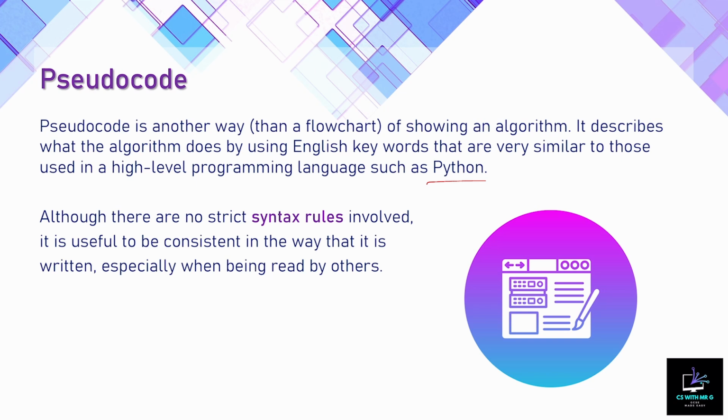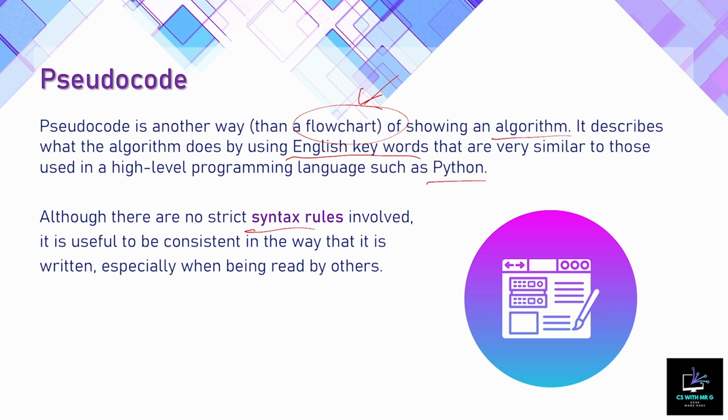So pseudocode does the same thing as a flowchart, in that it demonstrates an algorithm, a sequence of instructions or steps. But rather than using shapes like a flowchart, it uses English keywords that are very similar to the words that are used in a language such as Python. So again, I'm going to treat this like you've never seen a programming language before.